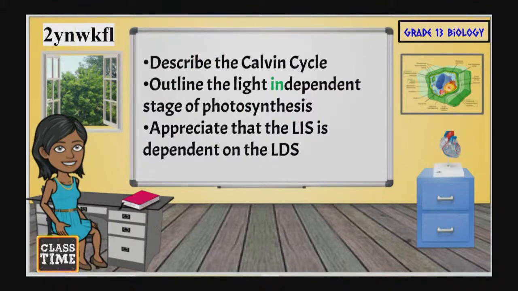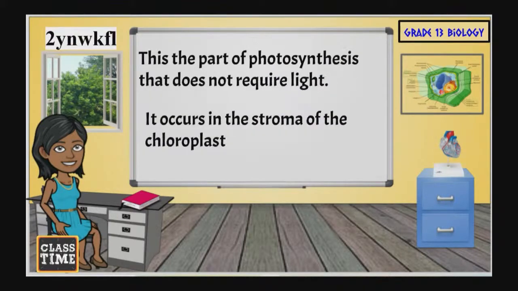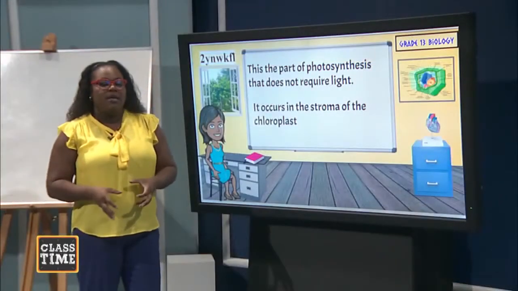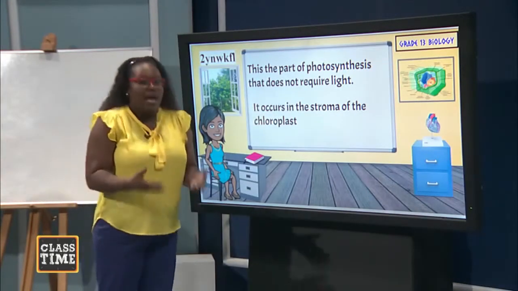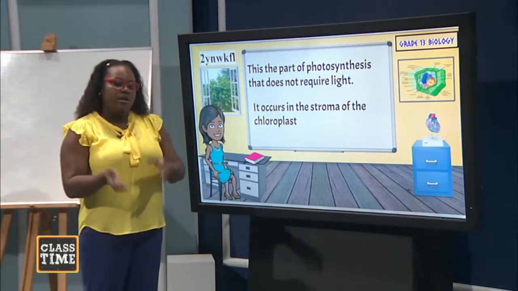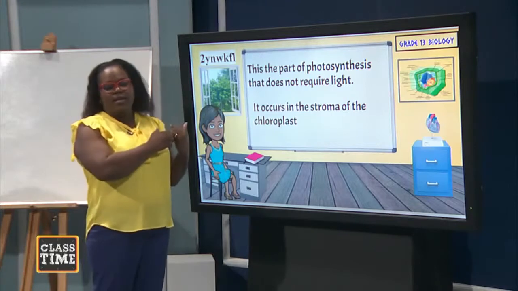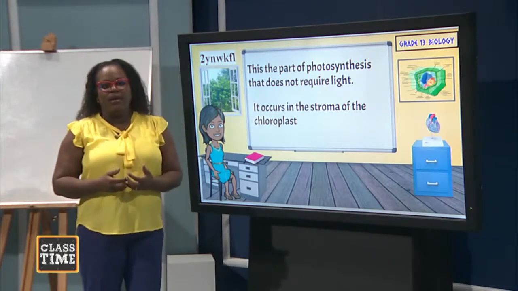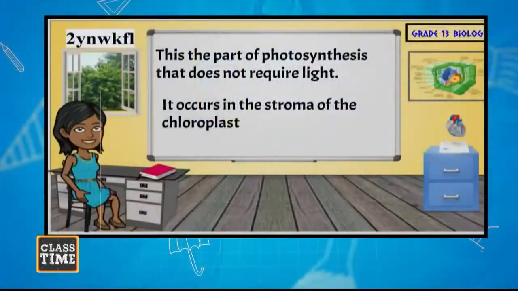Now, this part of photosynthesis does not require light. That does not mean it occurs in the dark. All it means is that if there is no light, it could happen. However, because it relies on the production of what goes on in the light-dependent stage, it does not occur at night, in real life, okay?